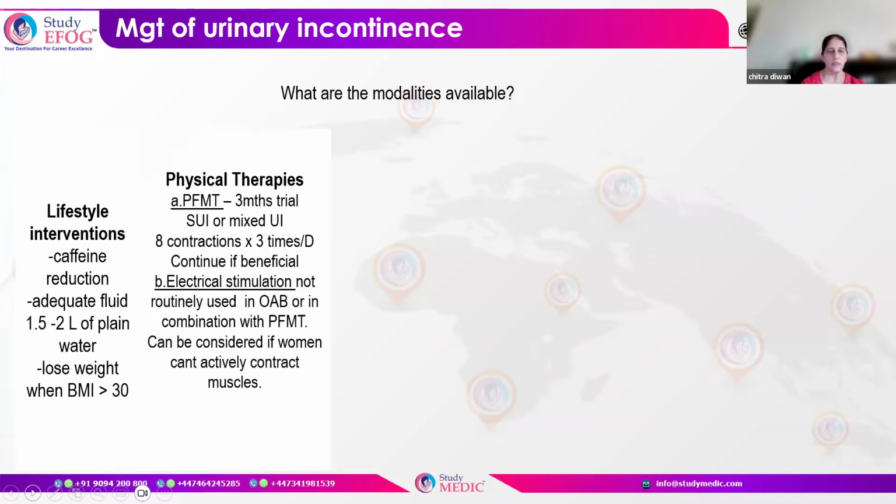The second is physical therapies. So in this, you have pelvic floor muscle training. In this, a trial is given for 3 months for anybody who has stress urinary incontinence or mixed type of incontinence. So here she should be performing 8 contractions 3 times a day. And if this is beneficial, then she can continue.